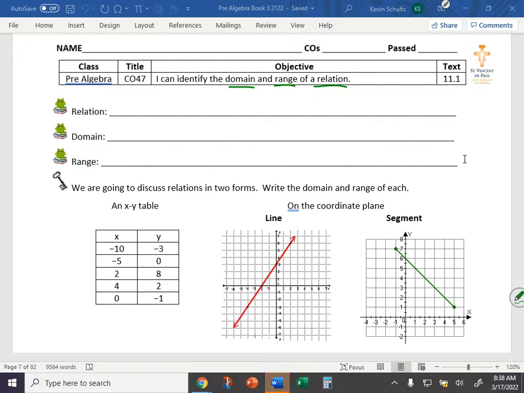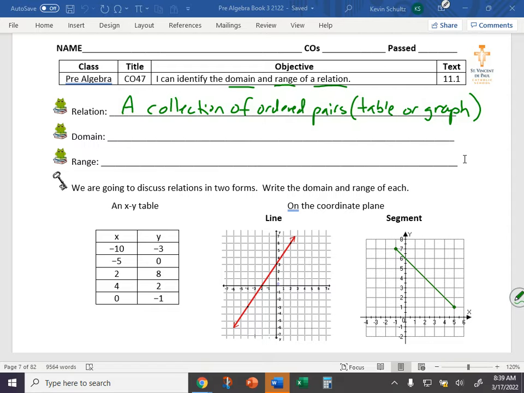Okay. So a relation is essentially a collection of ordered pairs, and it can be represented a number of different ways, but we're going to look at it in the context of a table or a graph. A collection of ordered pairs, and we're going to look at it as a table or a graph. So you can see the three relations I've got below here. I've got one table and two that are graphs. They're similar, but a little bit different. We'll talk about that shortly, but those are all just relations. Collection of ordered pairs.